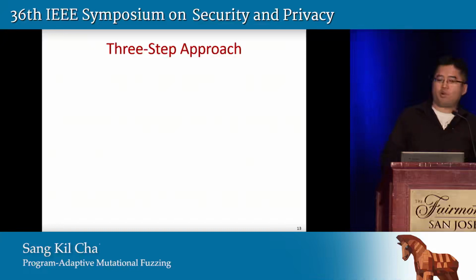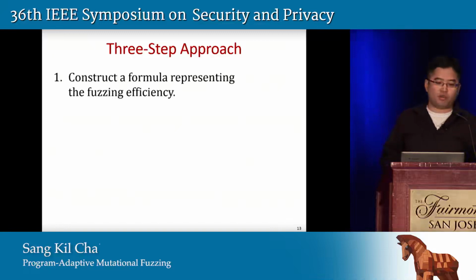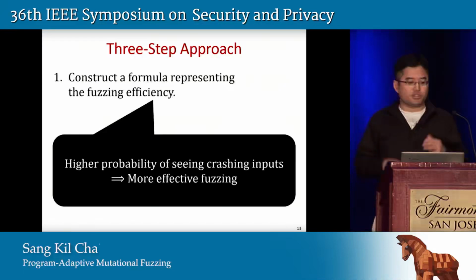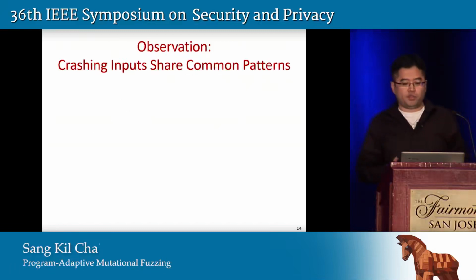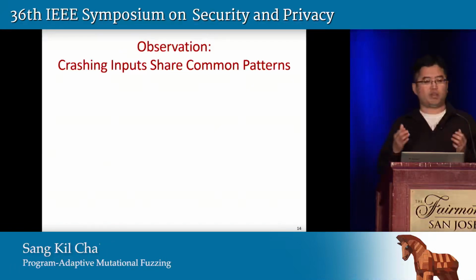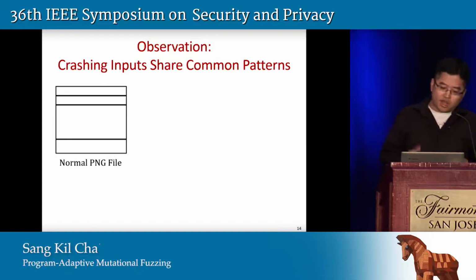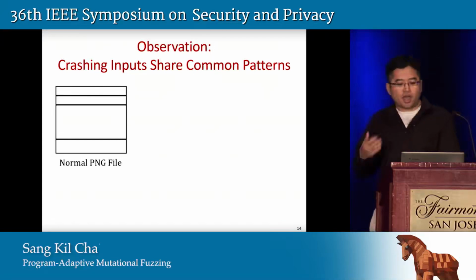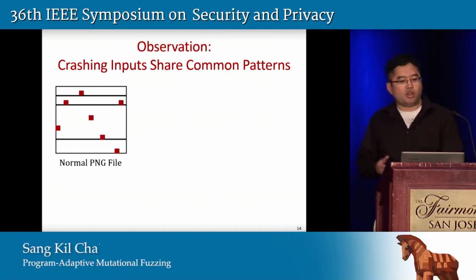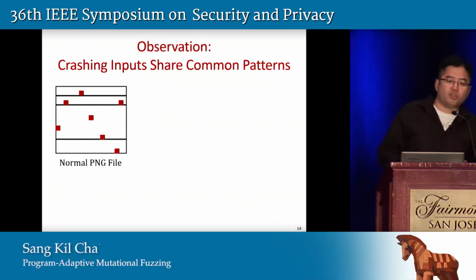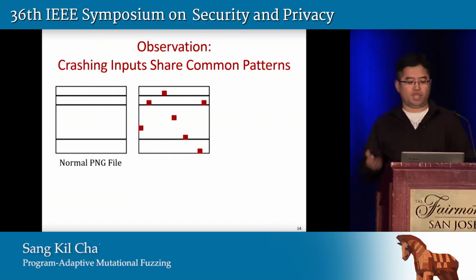In our system, we perform a three-step approach to tackle this challenge. The first step is to construct a formula representing the fuzzing efficiency, which is the probability of seeing crashing inputs. We start from the following observation. Crashing inputs derived from the same seed share some common patterns. So suppose we're given a PNG file as a seed. Since this is a well-structured input, this file consists of several data fields, as you can see here. And we're going to use a red rectangle here to represent a bit position that is flipped from the seed. And by flipping several bit positions of the seed, we can generate test inputs as follows.